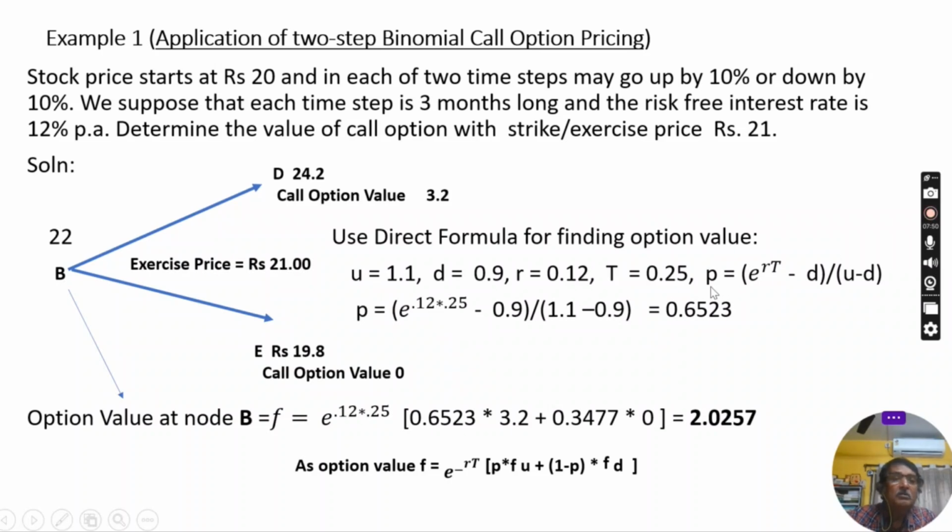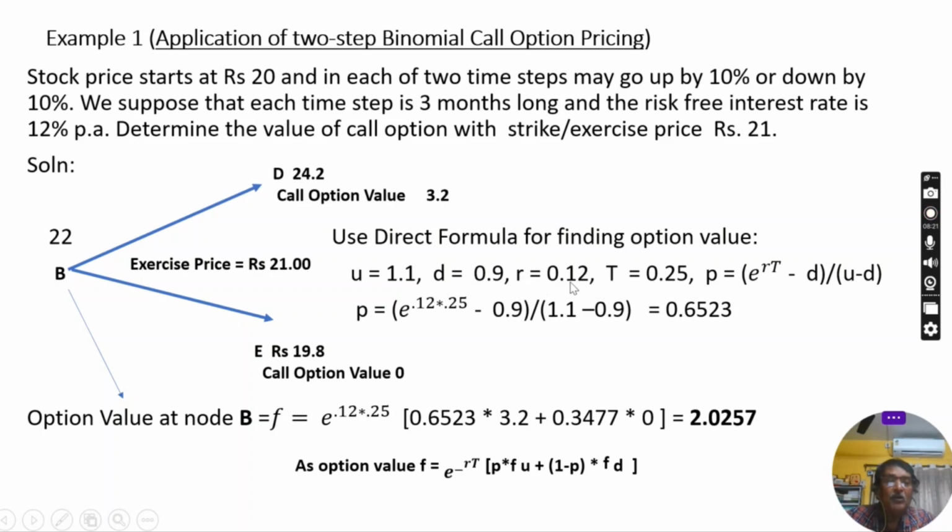This is the formula for risk neutral probability. The probability P will be e to the power RT minus D, divided by U minus D. U is the up factor and D is the down factor. As 10% is the increased price, that's why the up factor will be 1 plus 0.1. 10% is 0.1, that's why 1.1. And the down factor will be 1 minus 0.1, that's why 0.9.